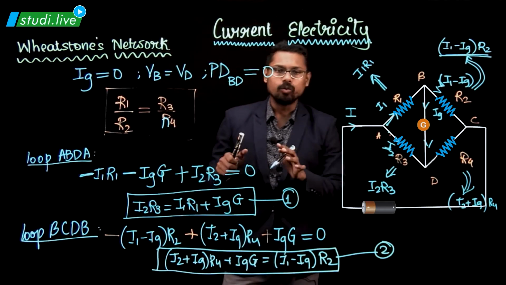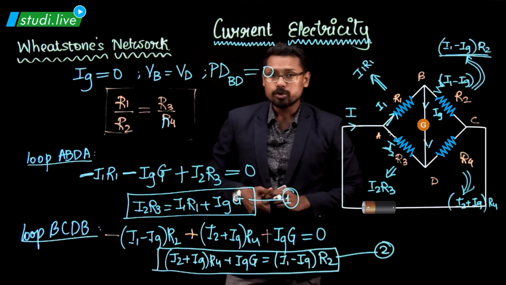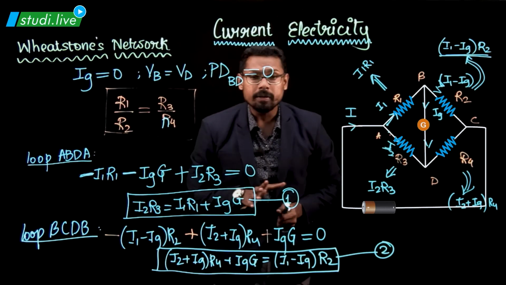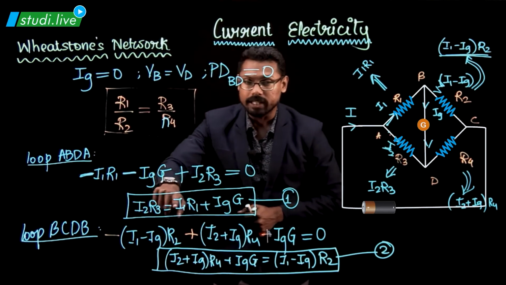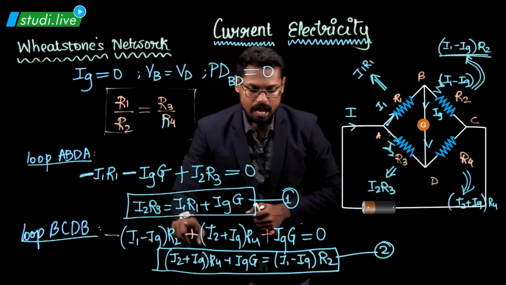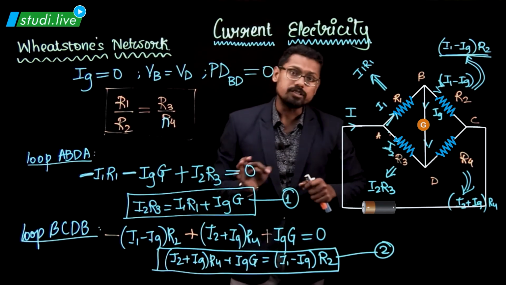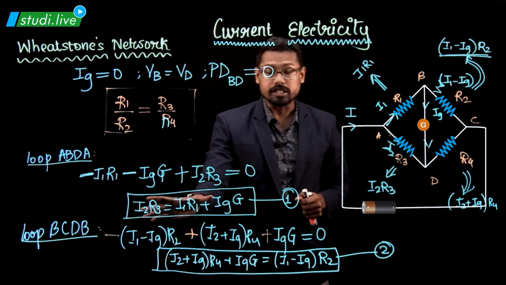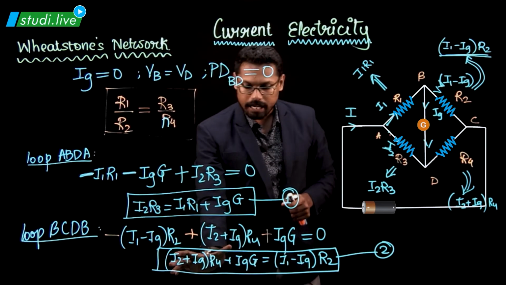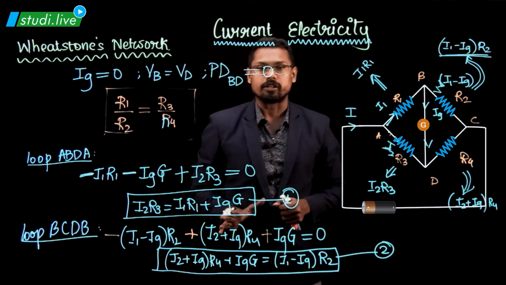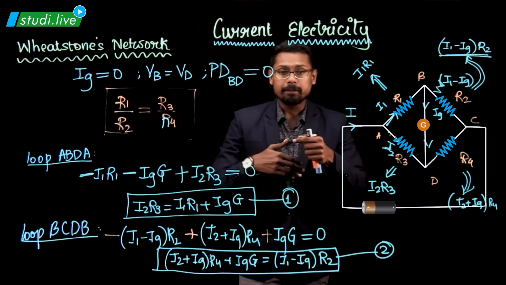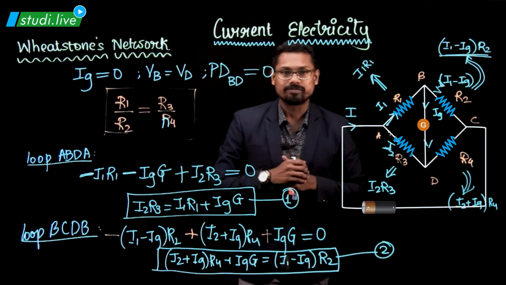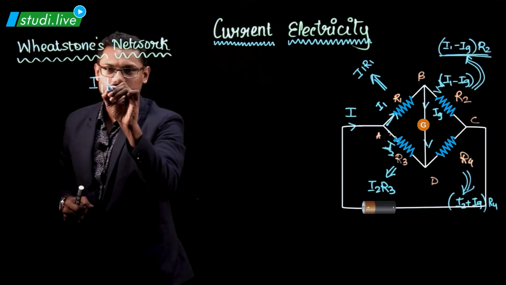So I now have two expressions. What am I supposed to do? I am supposed to equate Ig as 0. So what should be my next step? My next step is substituting everything in equation 1 and 2 that has got Ig as 0. So only thing that is left here is I2 R3 is equal to I1 R1 and I2 R4 is equal to I1 R2. Okay? So what happens next is we are going to get a ratio, and we'll start now.